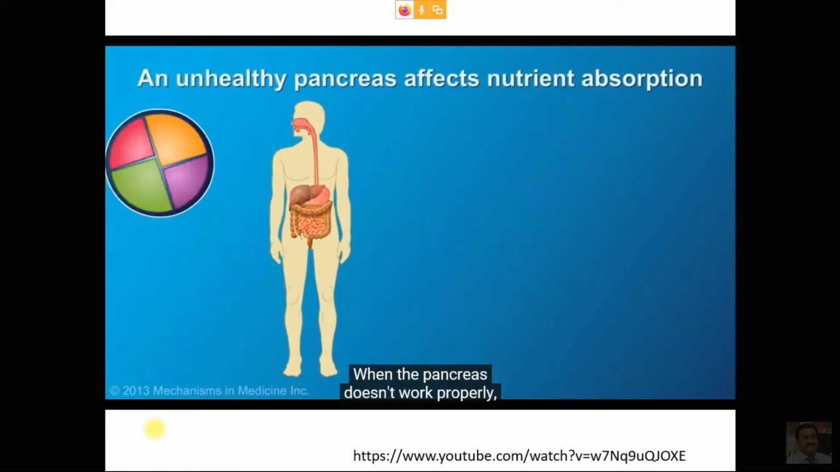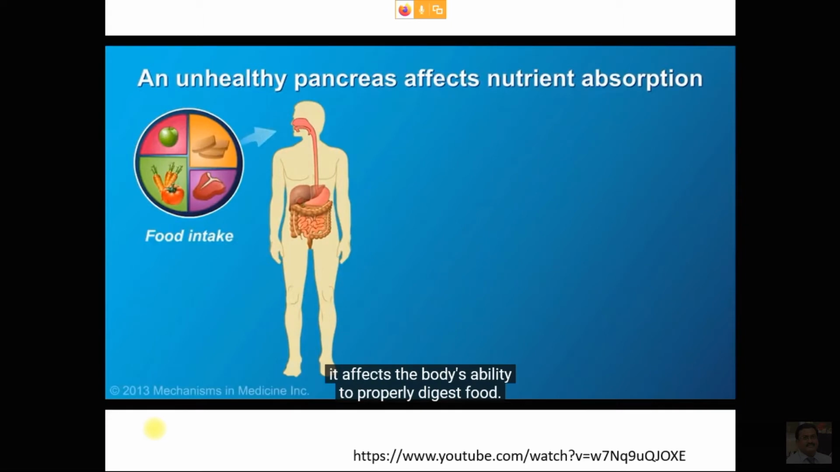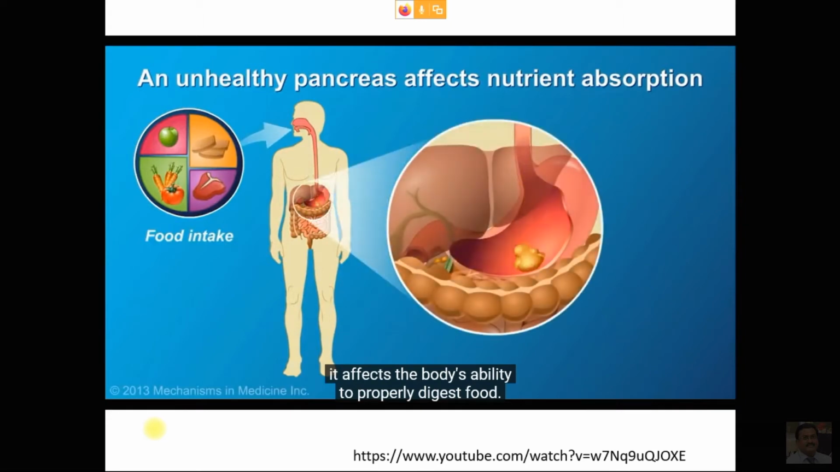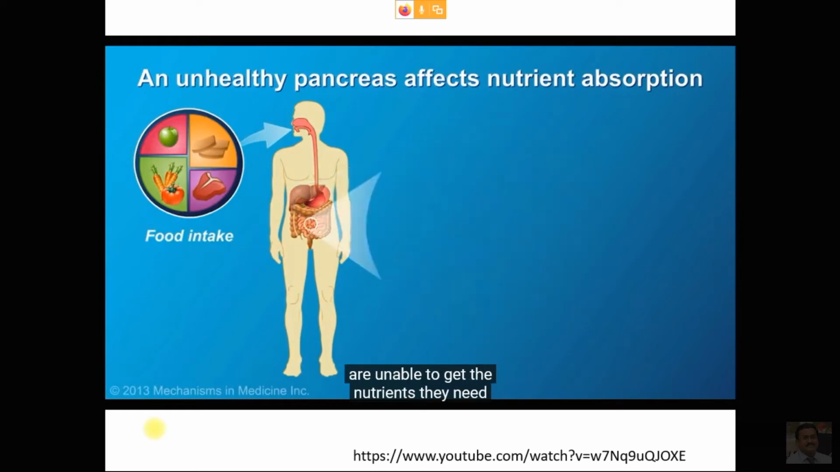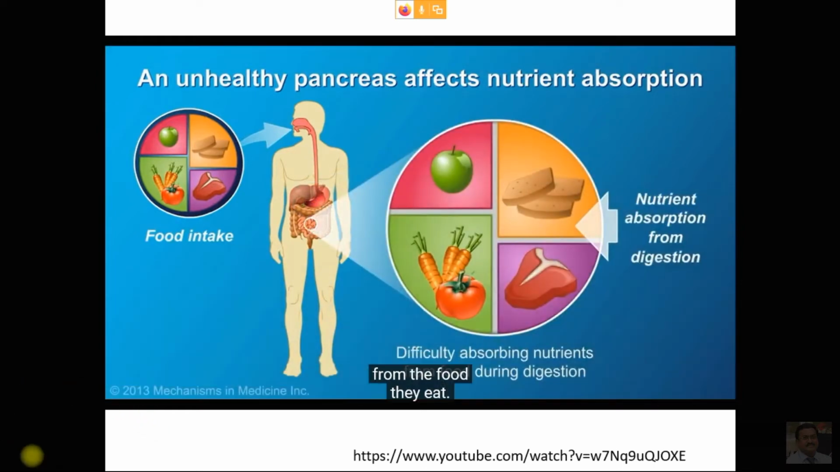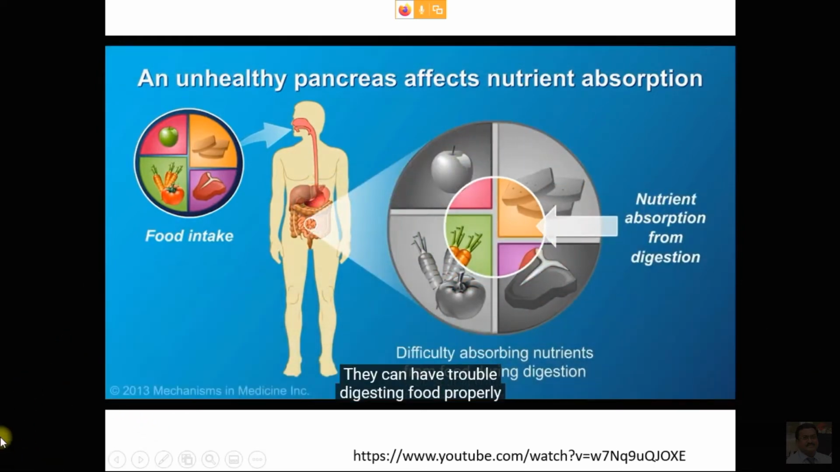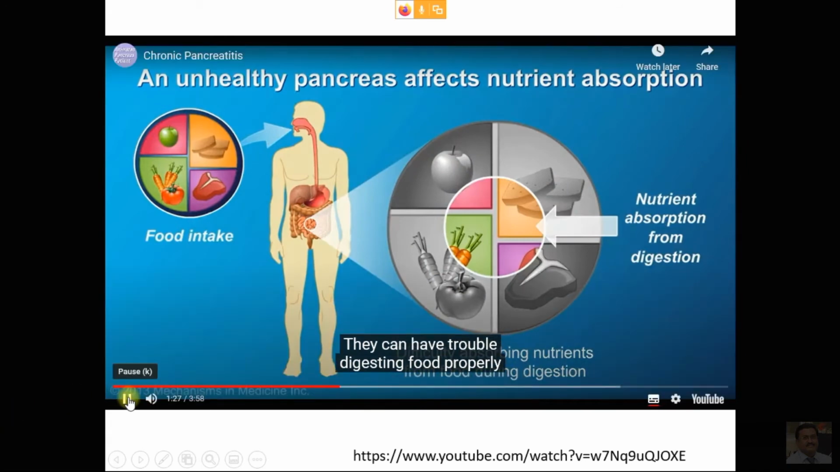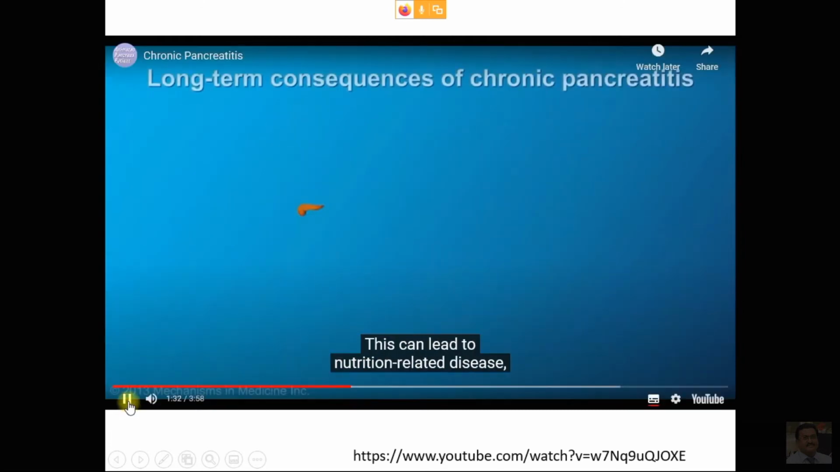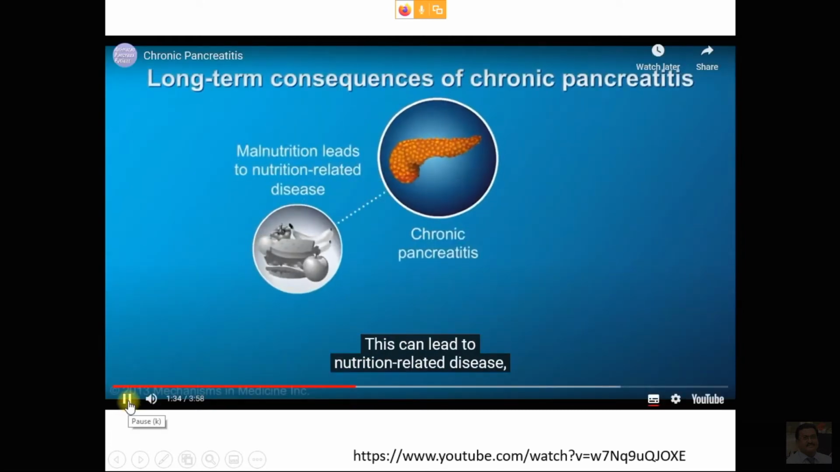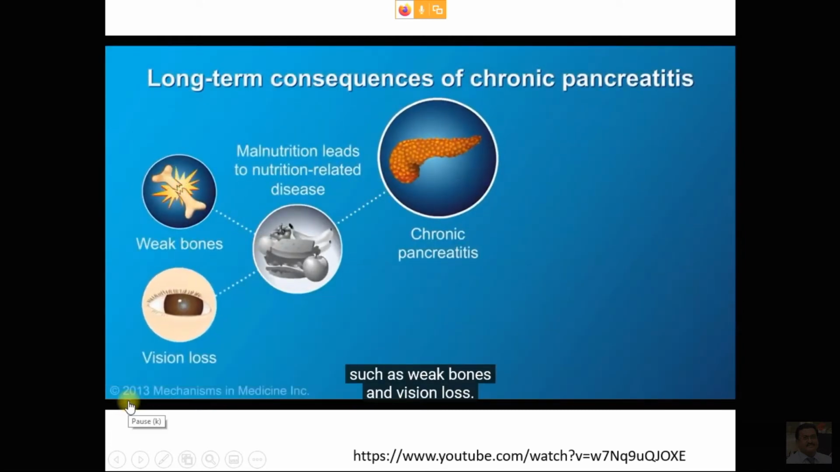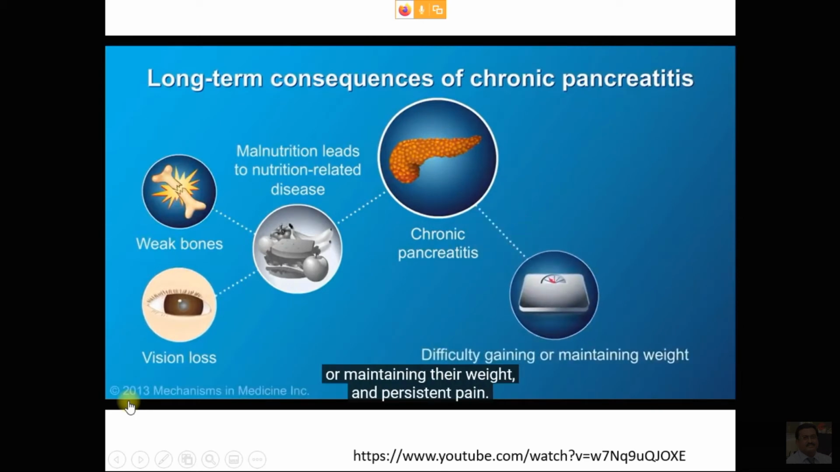When the pancreas doesn't work properly, it affects the body's ability to properly digest food. This means that some people with chronic pancreatitis are unable to get the nutrients they need from the food they eat. They can have trouble digesting food properly or maintaining their blood sugar in a healthy range. This can lead to nutrition-related disease such as weak bones and vision loss. Some people may also have difficulty gaining or maintaining their weight and persistent pain.